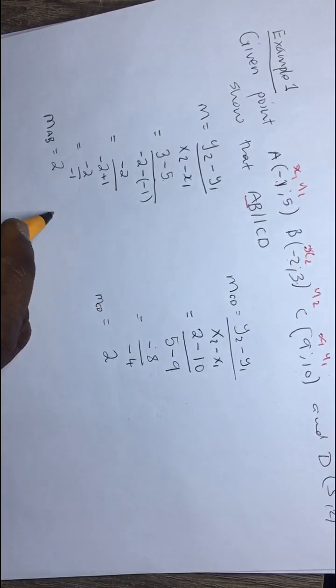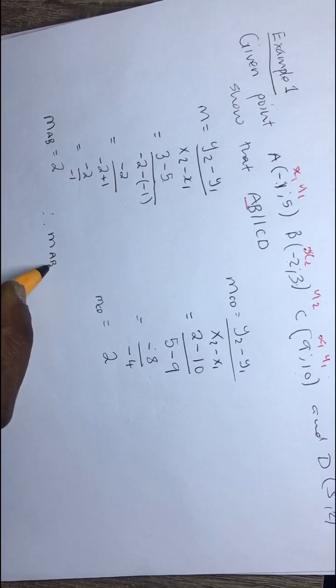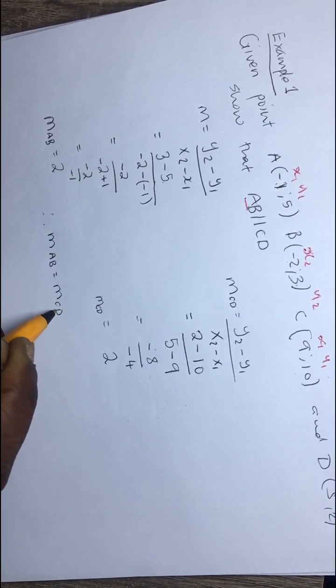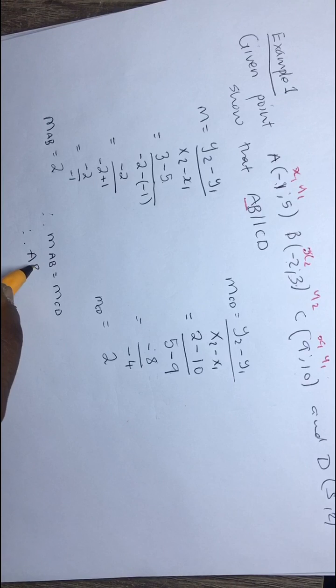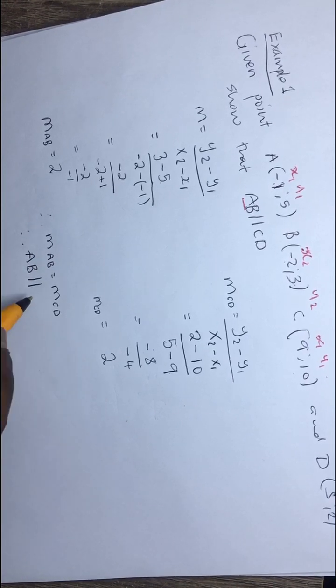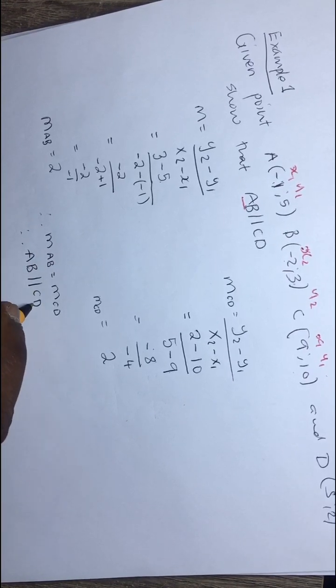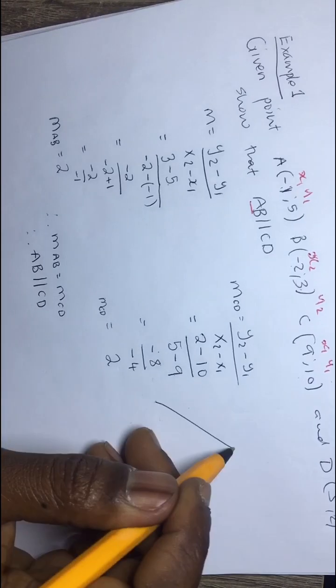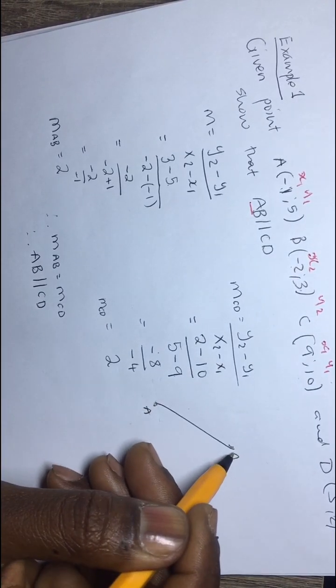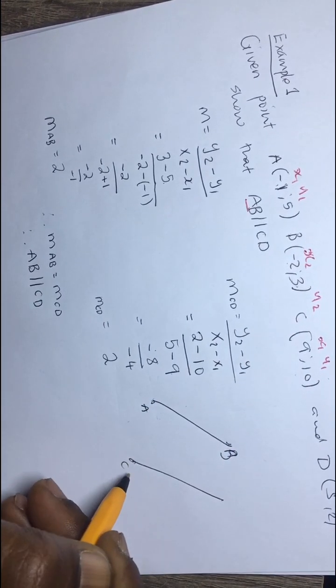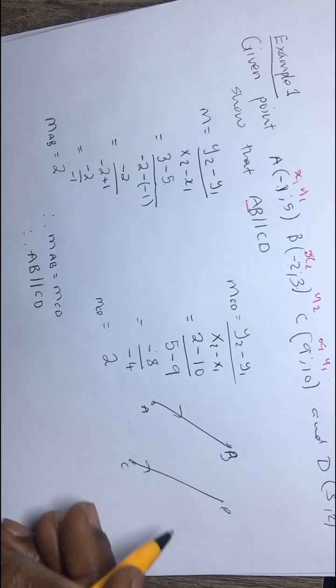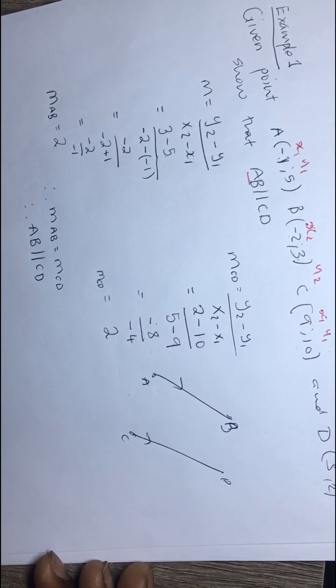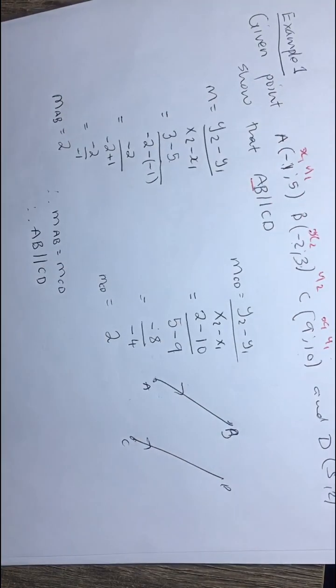So we can actually see that the gradient of AB is the same as the gradient of CD. Therefore, these two lines are parallel. So this is AB, and then this is CD. We didn't have this before, but we can put it now because these two lines are parallel. So that's what you're going to do if they ask you a question like that.